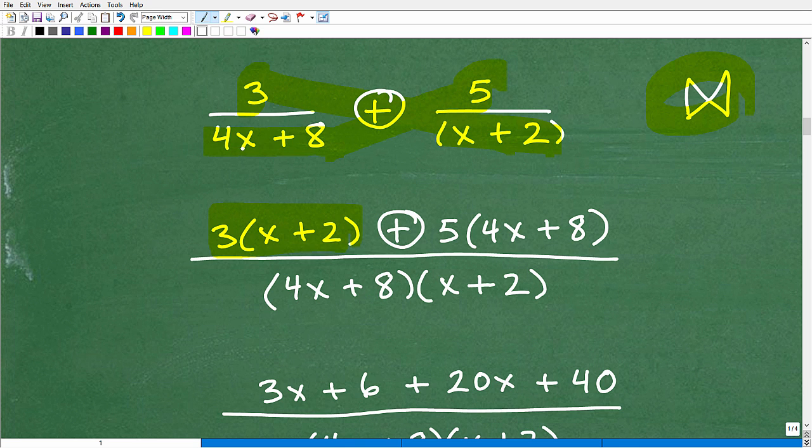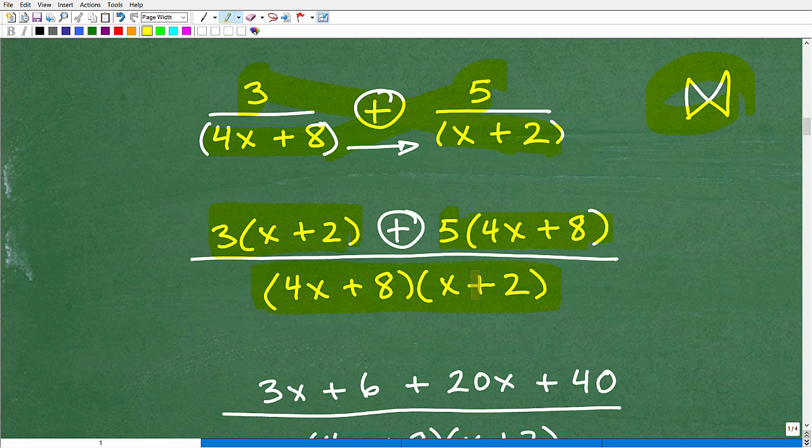Now here, I don't have my parentheses. Anytime you're doing multiplication like this, put the parentheses in, okay? Because then it would be obvious that it's going to be 5 times 4x plus 8. So this forms my numerator, and then my denominator is going to be this times this, right? 4x plus 8 times x plus 2. So I'm just going to write that like so.